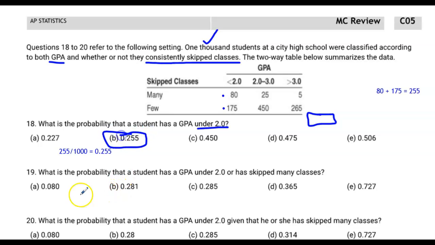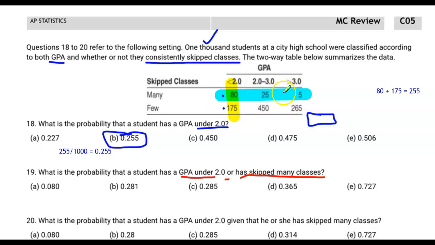Here's the answer. What is the probability that the student has a GPA under 2.0 or has skipped many classes? Ooh, there's two different things going on here, and we got an or probability. Remember, or is going to happen when either of those two conditions are satisfied, but we have to be careful of the dreaded double count. So let's highlight the ones that we want. Student has a GPA under 2. That's these guys. Or gals. Student has skipped many classes. That's these folks. Looks like we have 175 and 80, and also 80, 25, and 5.